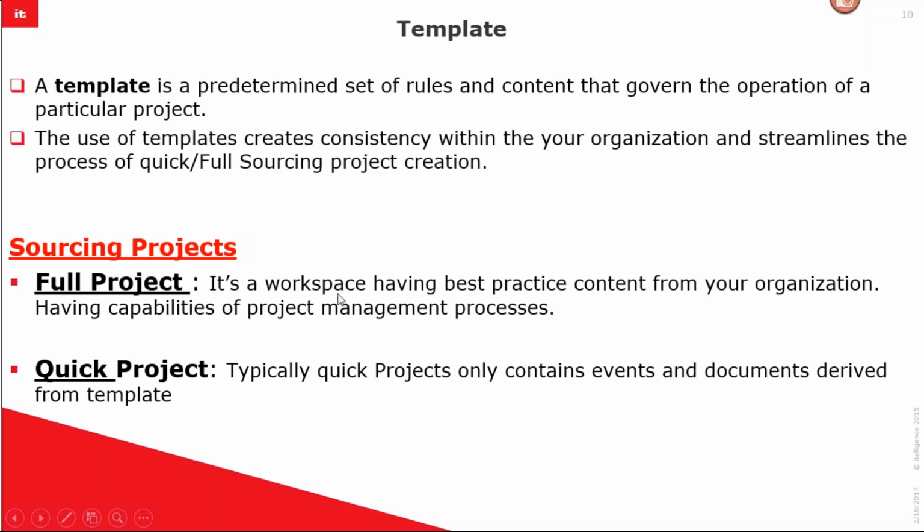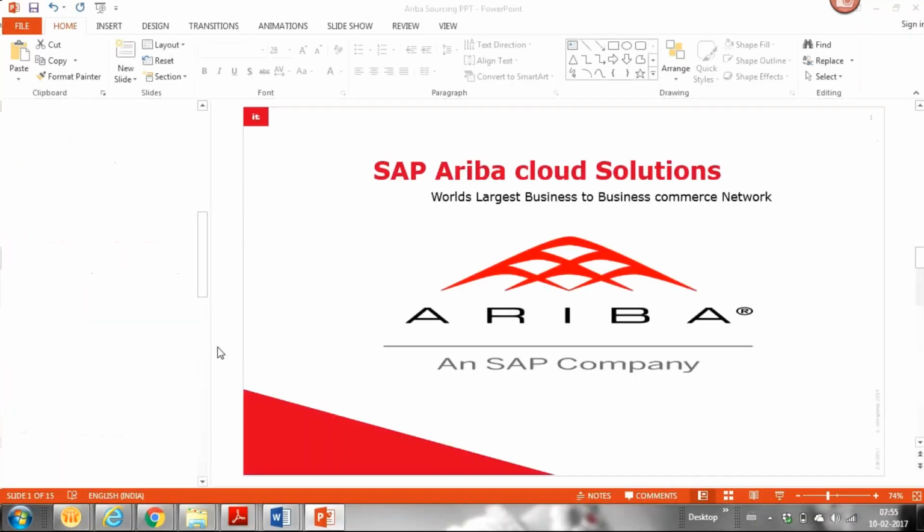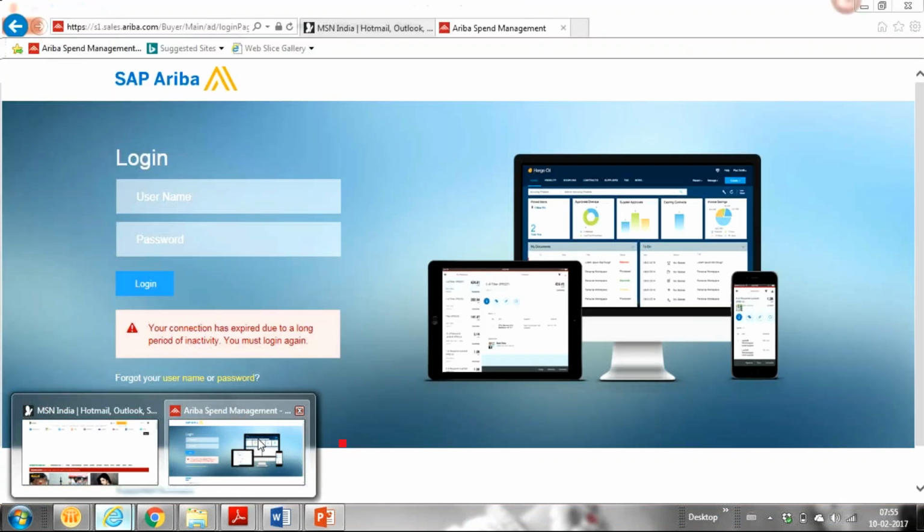So full project is nothing but strategic sourcing, where we have a long-term vision, a strategic process, and a project management process in place. And quick project contains only an event, whether RFI, RFP or auction. In full project, we can create n number of events like RFI, RFP or auction. So I'll do one better thing. For today's session, we'll go with the quick project. We'll run a complete cycle. I'll show how it looks, right?